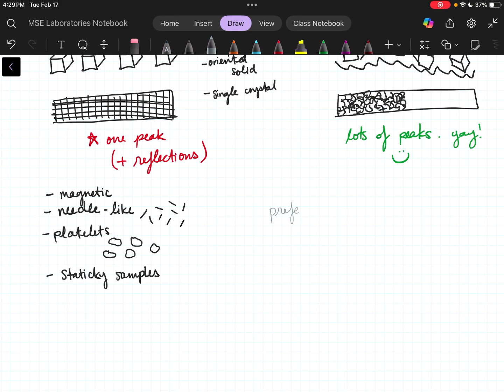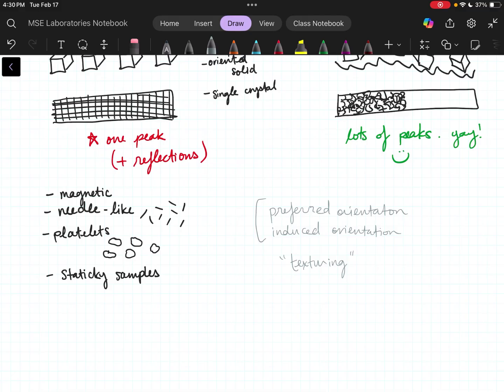Those you just have to take extra special care, whether that's running it on an XRD that's better with preferred orientation, which, by the way, preferred orientation or induced orientation, basically any non-randomized, any directionality in a sample, we call that texturing when we're talking about XRD stuff.